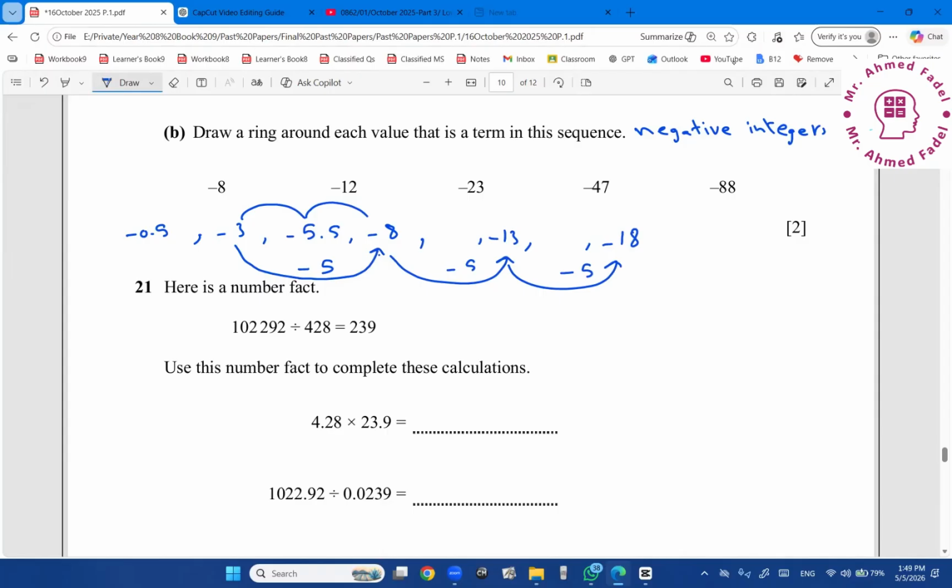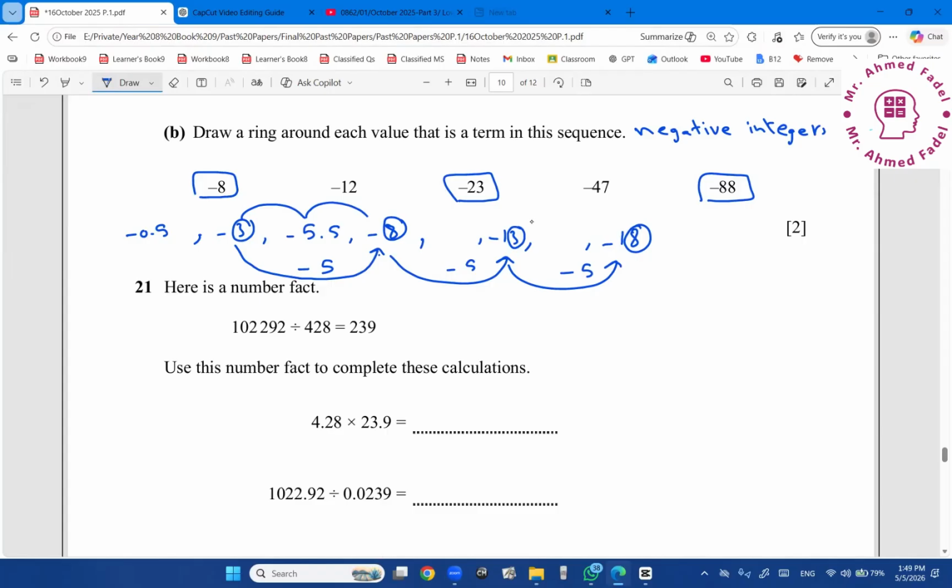To be honest with you, this question is very tricky, and most of the students do not notice the pattern. The pattern over here with the whole numbers is that all the whole numbers end with either a 3 or 8, and so on. So you should know from that that negative 8, negative 23, negative 88 are all terms in the sequence, which is honestly very hard to notice, but this is one way to answer the question.